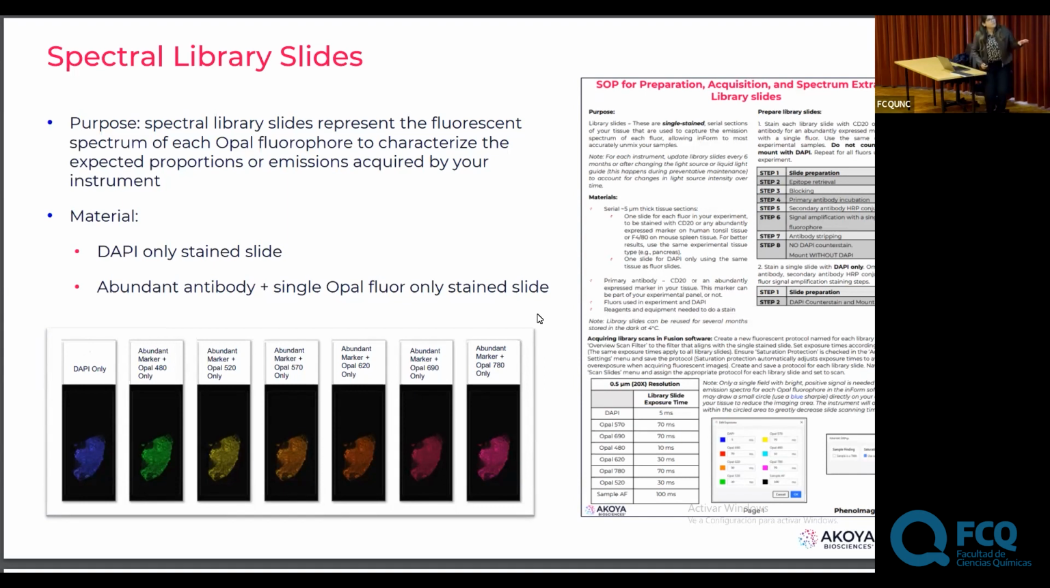Here we have some examples of what these spectral library slides look like. This here is the instructions on how to make those library slides, as well as how to acquire them on the actual instrument. You can see here it says DAPI only. For tonsil, we recommend something like CD20, a very abundant marker. These are all stained with CD20, just different Opals. Here you have Opal 480, 520, 570, and so on. This will allow us to image these on the PhenoImager, take them into inForm and train the software: this is the spectra of this one marker, and then we can perform unmixing later in inForm.